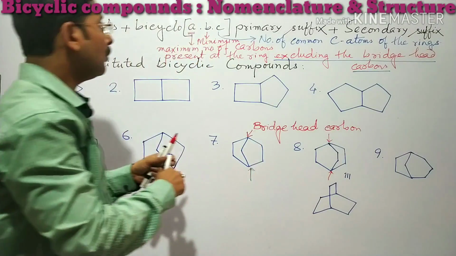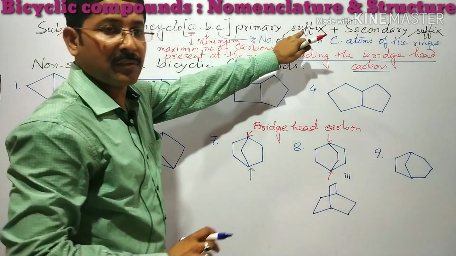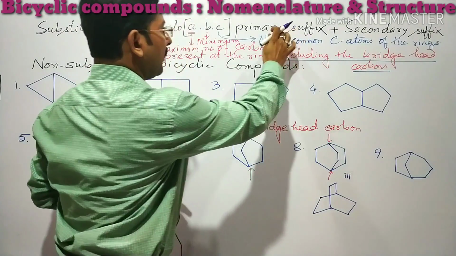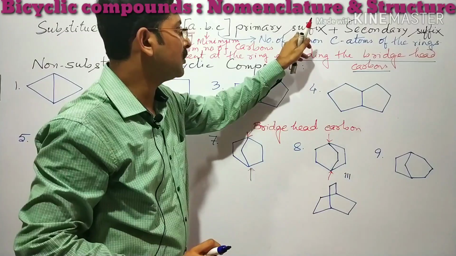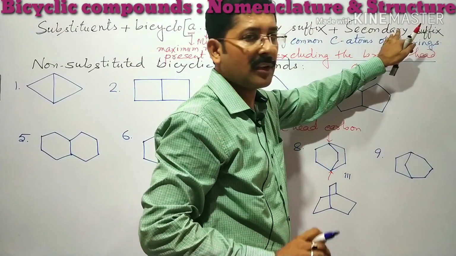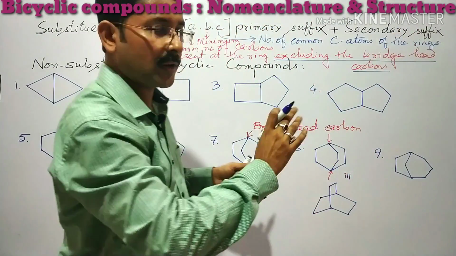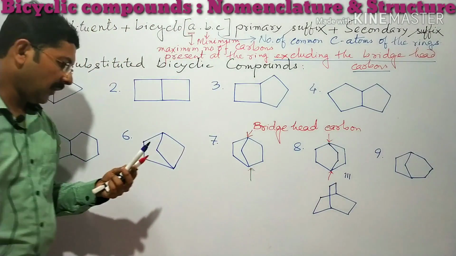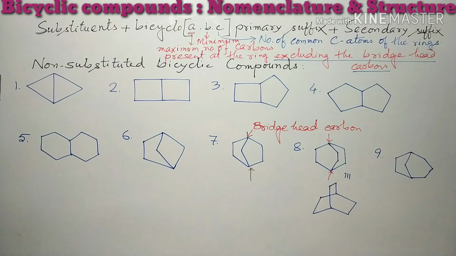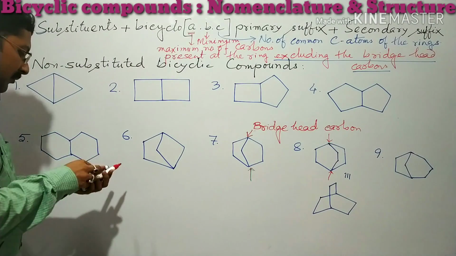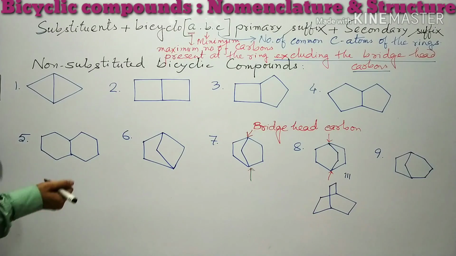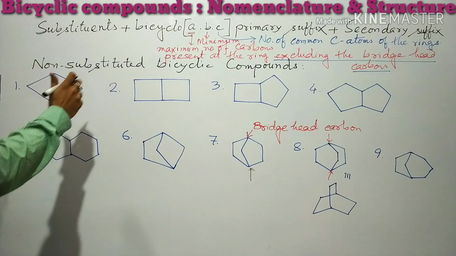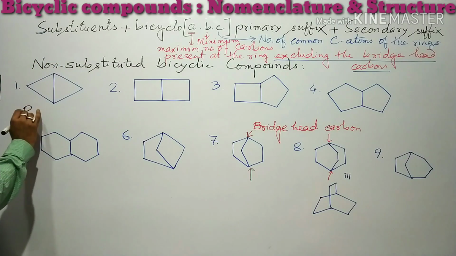Okay. Now what is primary suffix? As we learned earlier, primary suffix is actually the nature of the carbon chain, and the secondary suffix is actually any functional group present in the compound. So, maintaining this rule, we can name the bicyclic compounds. Look at here, the first one. There are no substituents, so it is a non-substituted compound. So, the name of the compound is bicyclo.